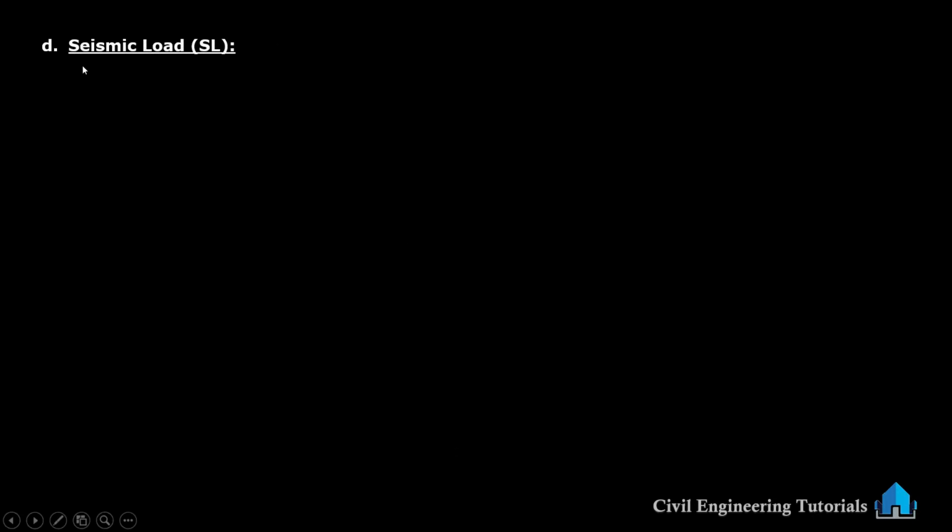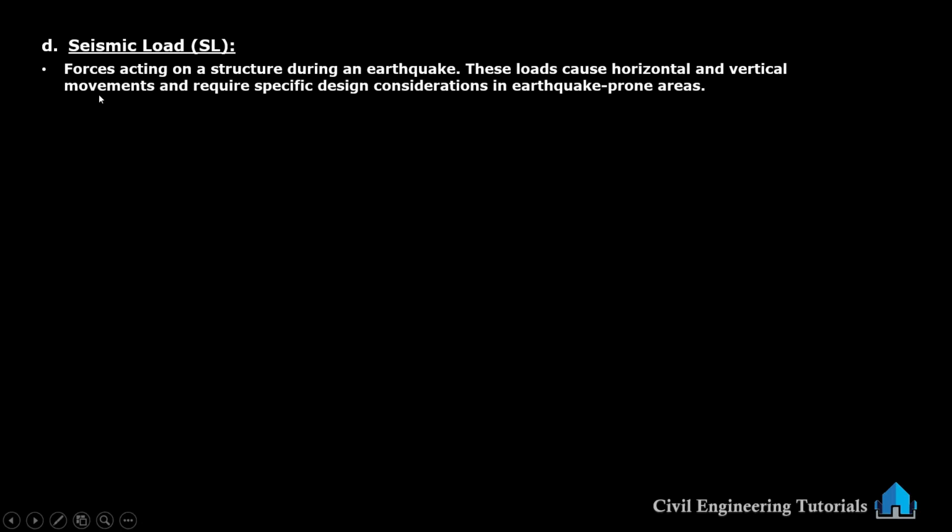Next, seismic load, SL. Forces acting on a structure during an earthquake. Seismic load is also known as earthquake load. Usually we say seismic load. These loads cause horizontal and vertical movements and require specific design considerations in earthquake-prone areas.